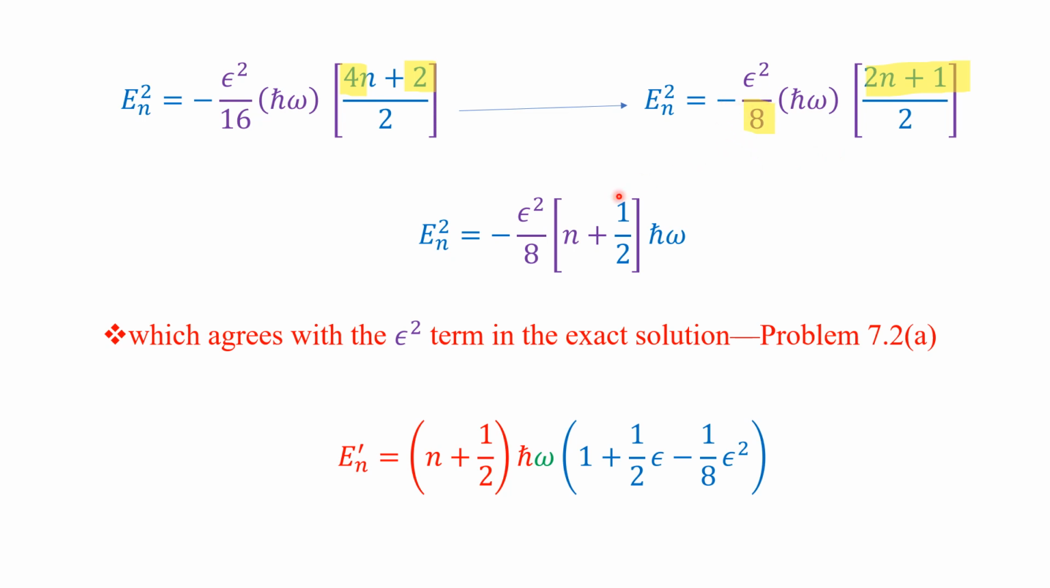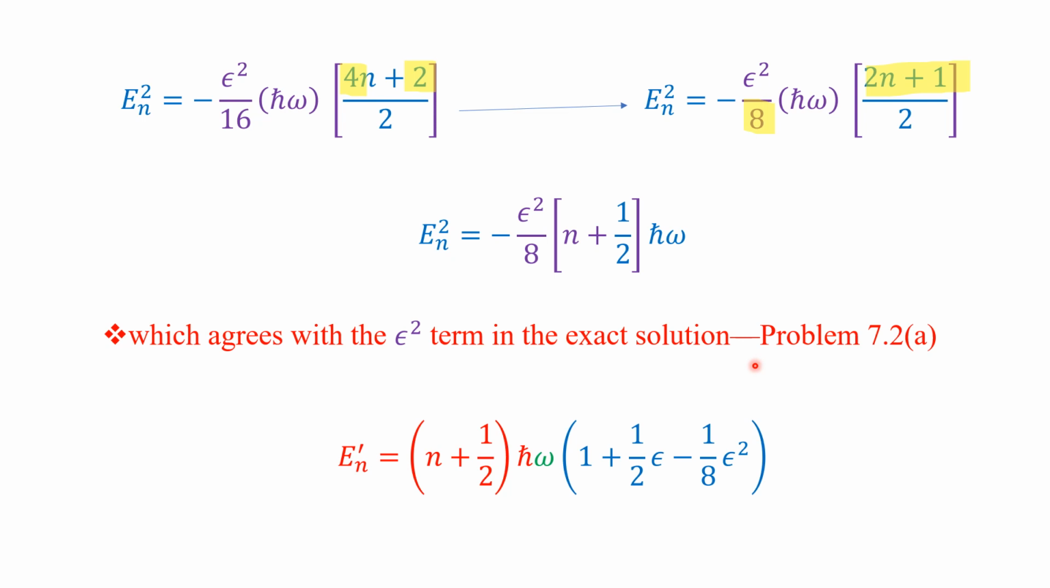This can be rewritten as minus epsilon squared over 8. If you divide 2n plus 1 by 2, you will get n plus 1 by 2, and of course this h cross omega you will get, which agrees with the epsilon squared term in the exact solution.